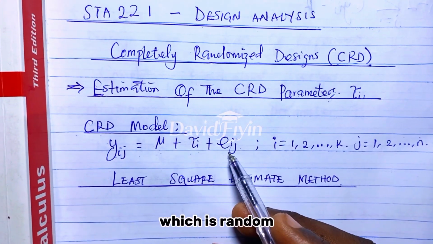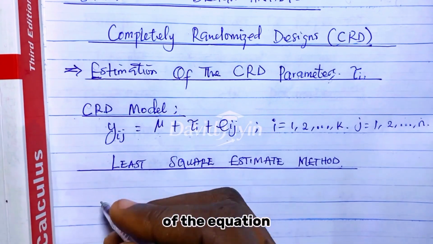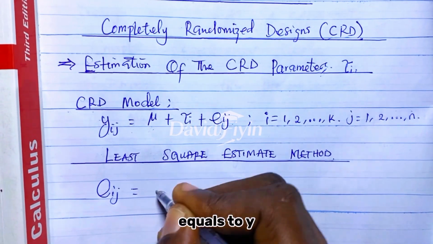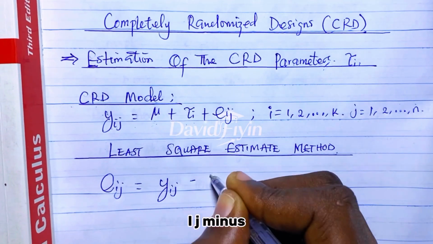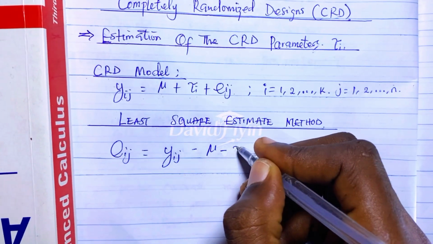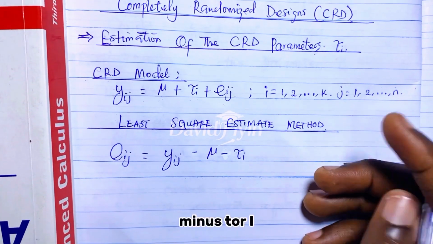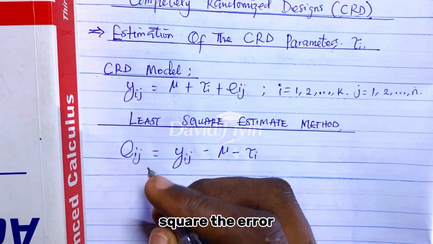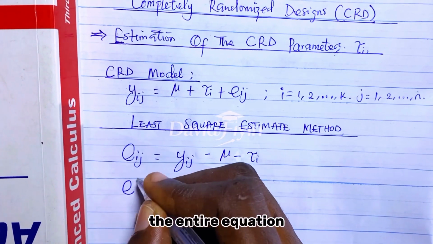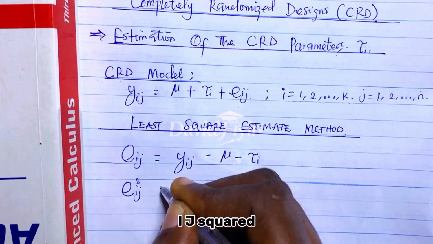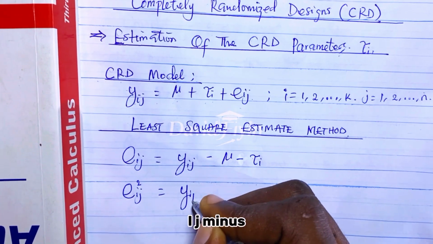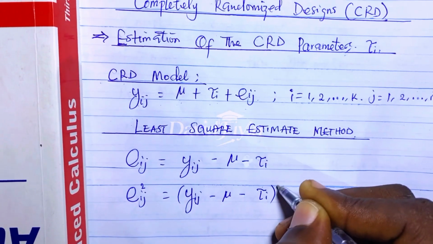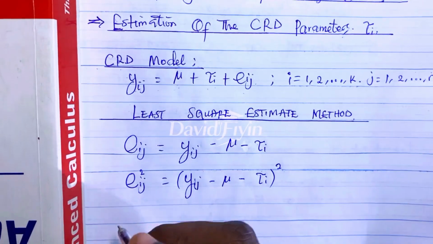This is Eij, which is the random error. We make it the subject of the equation, so we have Eij equals Yij minus mu minus tau i. The next step is to square the error term, so we square the entire equation. Eij squared gives us Yij minus mu minus tau i, all squared. So we sum it.